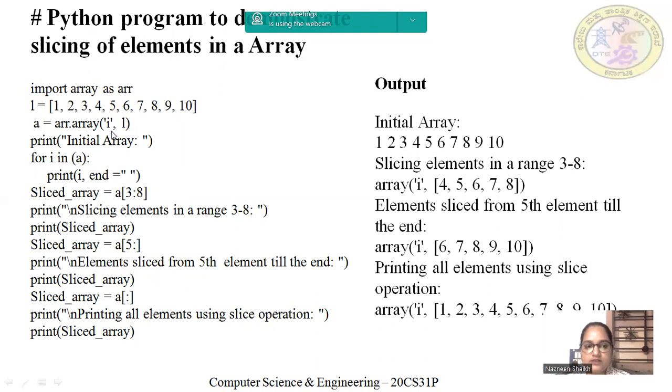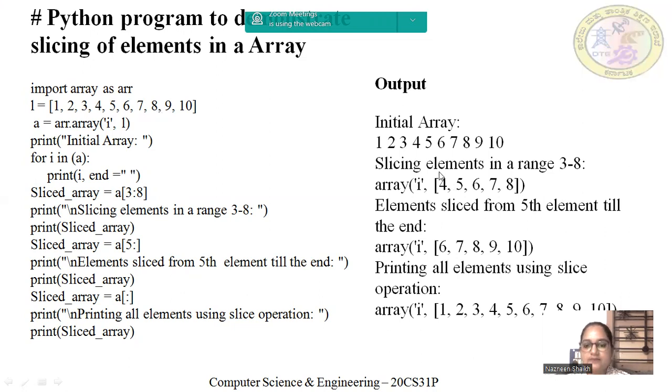So where are we in the 3rd position? 0, 1, 2, 3. In 3rd position we have 4. 4th position we have 5. 5th position we have 6. 6th position we have 7. And in 7th position we have 8. So from 4 to 8 is what we are slicing. That is what is expected if you write from 3 to 8. 4 to 8 elements are printed.